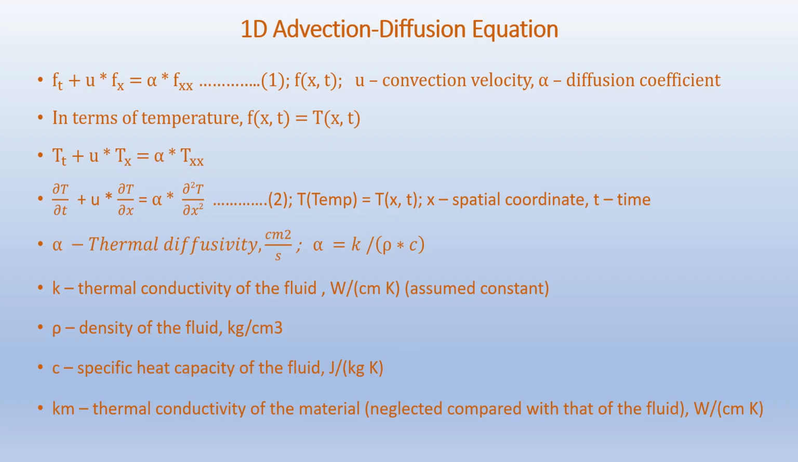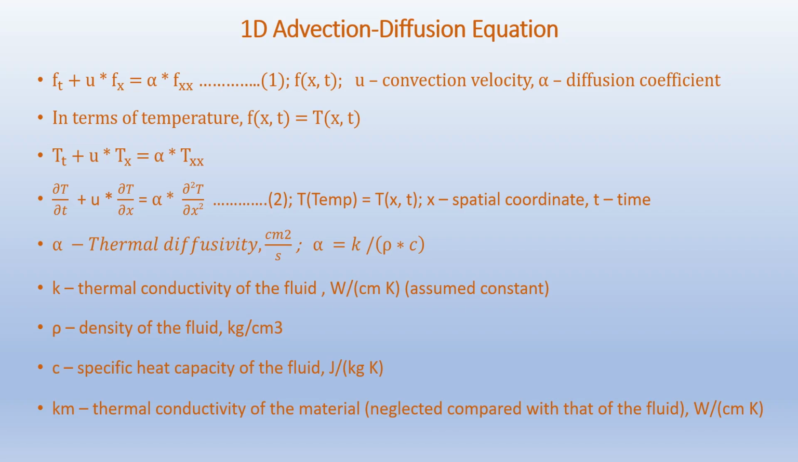The 1D advection-diffusion equation is given as f_t plus U times f_x equals alpha times f_xx. Here U is the convection velocity and alpha is the diffusion coefficient. f is a dependent variable, and this can be temperature or concentration. For example, if we consider f as temperature, we have T_t plus U times T_x equals alpha times T_xx, or represented in another form, ∂T/∂t plus U times ∂T/∂x equals alpha times ∂²T/∂x².